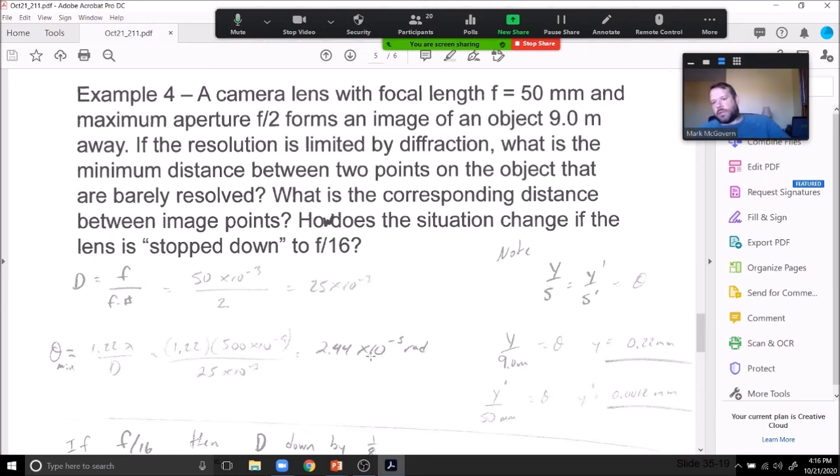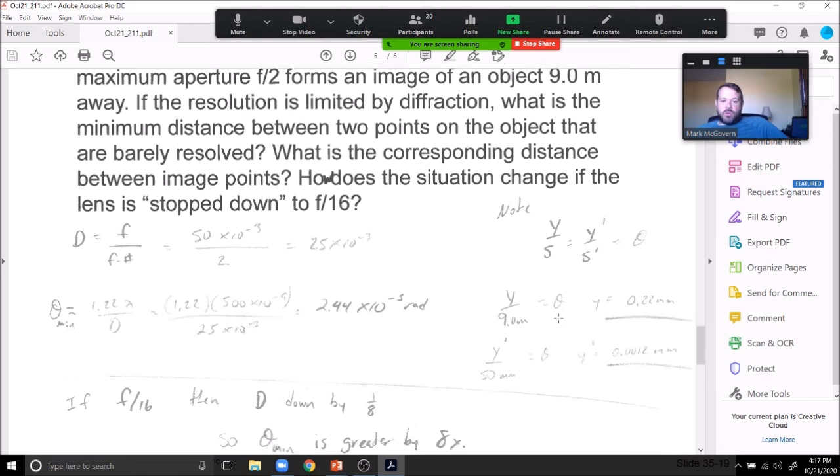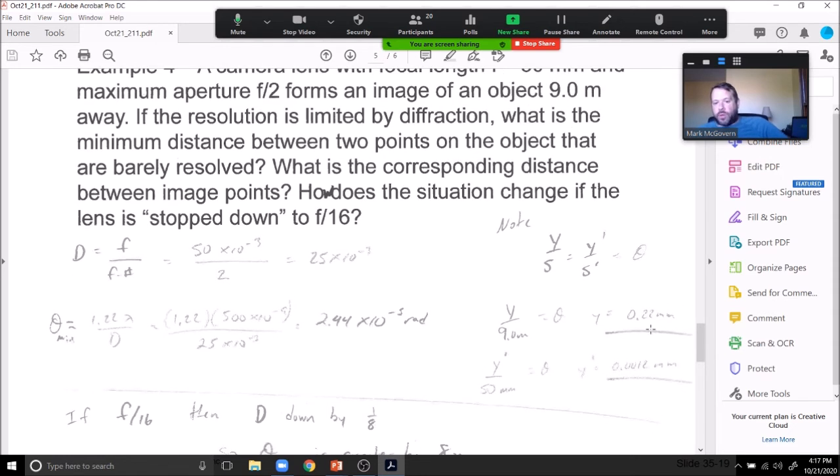And we want to change that into a separation, a displacement between the points. You might remember these equations from when we did things with lenses: the ratio of object to image for both distances and sizes is the same. They're basically similar triangles here, so we can equate these angles. If we do this for the value of y, we get 0.22 millimeters.